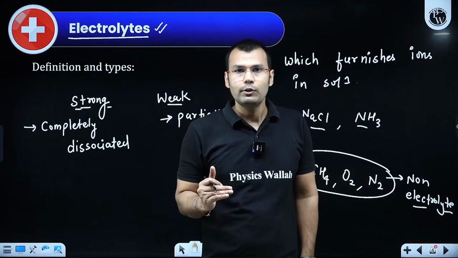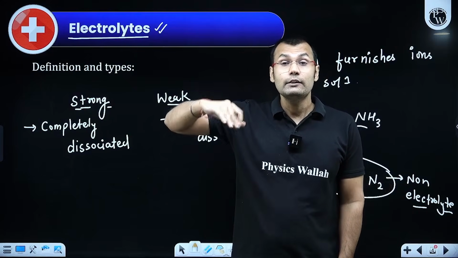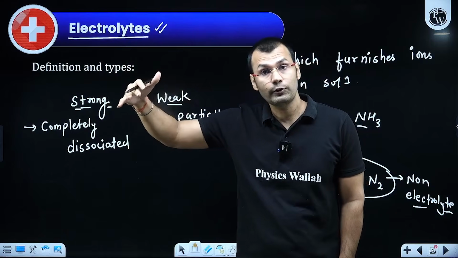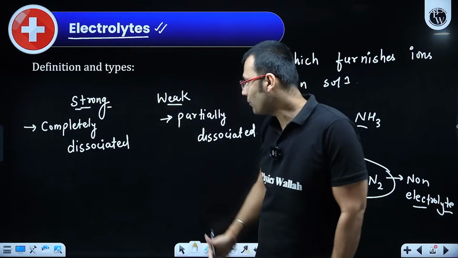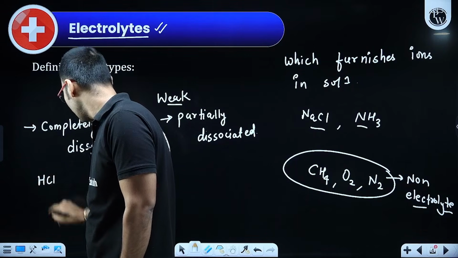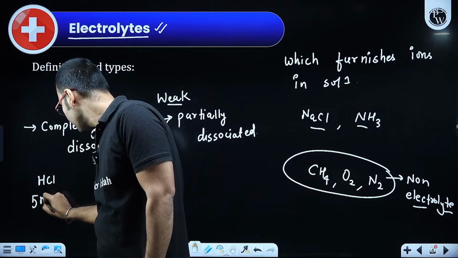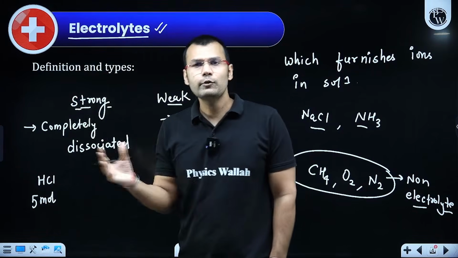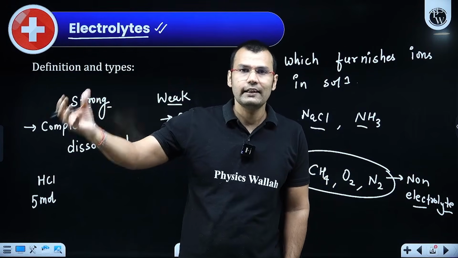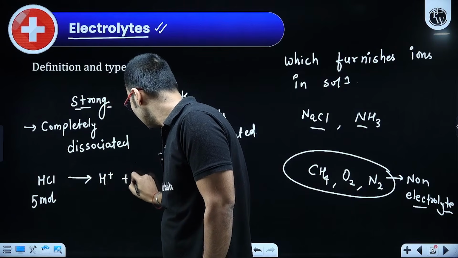But at the same time, you need to understand that we say complete and partial dissociation on the basis of amount, right? How much amount is getting dissociated out of the total amount. Like for example, if I take again HCl, hydrochloric acid, and suppose you take 5 moles of hydrochloric acid. Initially you will have HCl molecules in the pure form. Now, as soon as you dissolve HCl into water, it will ionize into H plus ions and Cl minus ions.